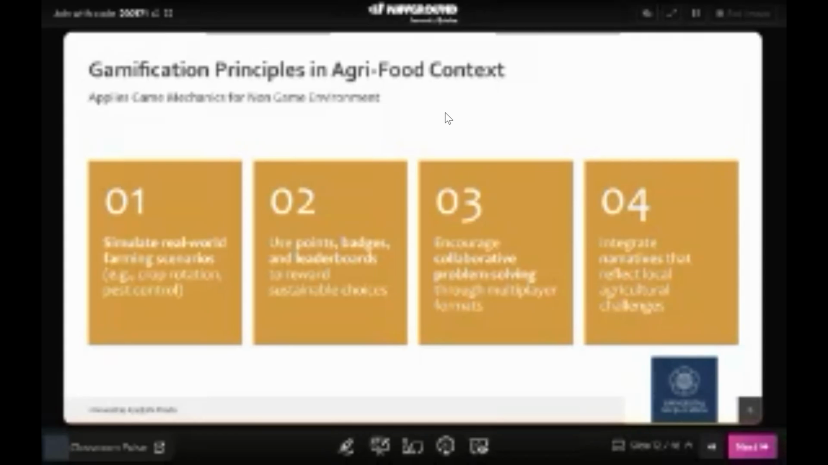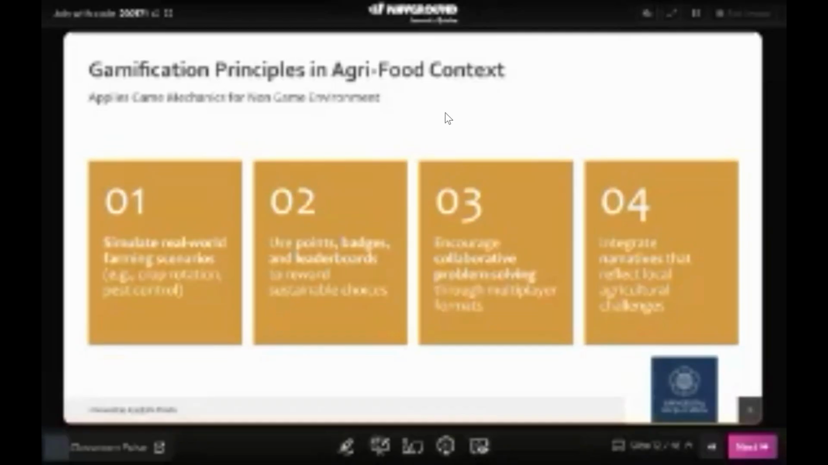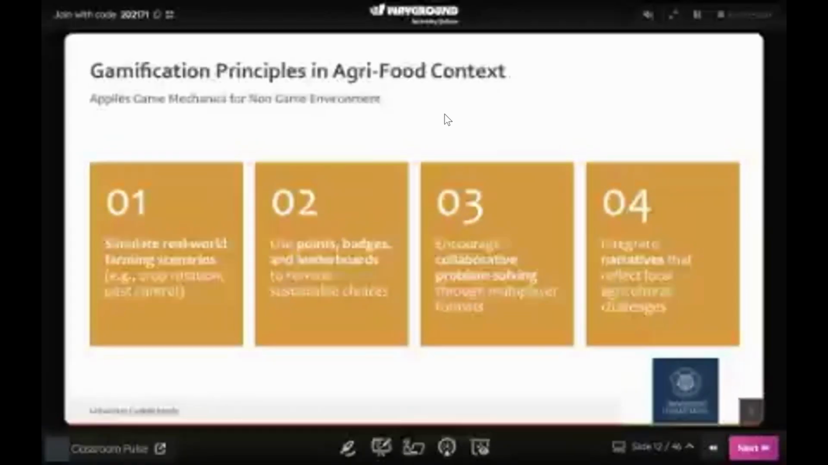The second one is how to use points, badges, and leaderboards to reward sustainable choices. The third gamification principle is how to encourage collaborative problem solving. And the last one is about how to put in narrative.